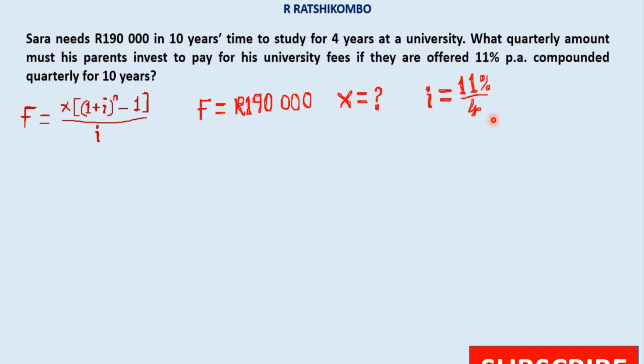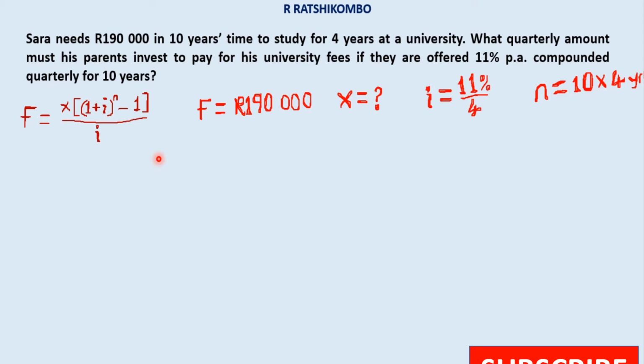And then lastly, what is the value of n? N is 10 years, but that's not all. It should be 10 years multiplied by 4 from the word quarterly, right? So it should be 10 times 4, which will be 40 periods, right?